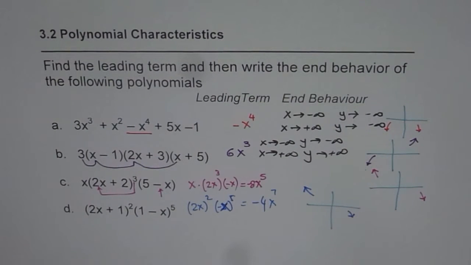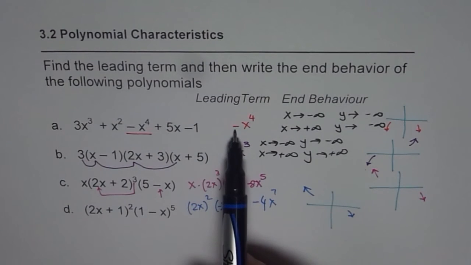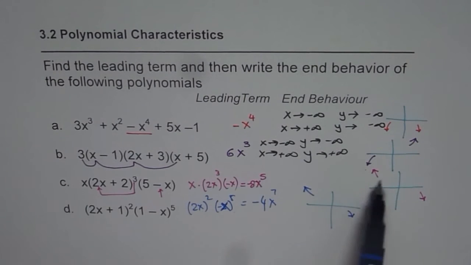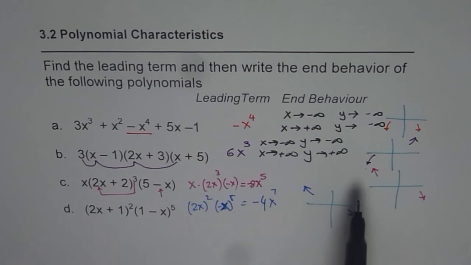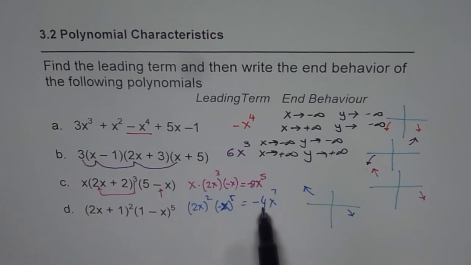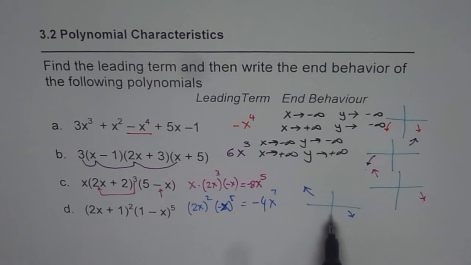I hope with this you understand that if a polynomial is given in standard form or factored form, you are in a position to find the leading term. Once you find the leading term, you can write down the end behavior. The key is, if the leading term is negative, then it is right side down. Negative, down; negative, down; negative, down. But if it is positive, right side up. If it is even, both face the same side. But if it is odd, they face opposite sides. That should help you to get all these questions right.